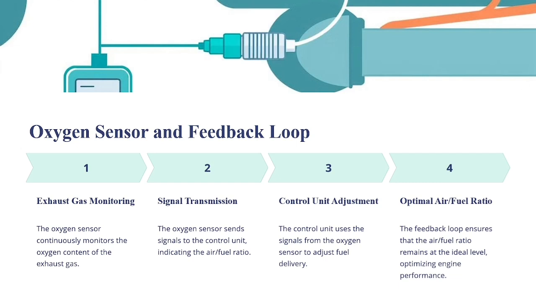The ECU uses the oxygen sensor data to adjust the fuel metering. If the mixture is rich, the ECU reduces the fuel flow to lean out the mixture. The ECU continuously adjusts the fuel metering valves to maintain the optimal air fuel ratio. Then next one, optimal air fuel ratio.